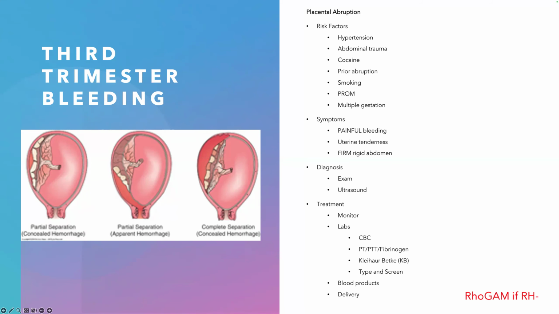The Kleihauer-Betke is a test that we use to help detect the amount of fetal cells in the maternal blood, because if we have a placental abruption, oftentimes there is that maternal-fetal blood mixing, because that can happen during delivery. And this is something that typically happens, during delivery, the placenta comes off and now it's happening early. And what that test does is it tells us how much RhoGAM to give somebody. And sometimes we need to give people multiple vials of RhoGAM. We're going to get a type and screen because if this is severe, these people may need multiple blood products, and then delivery if this is a severe abruption.